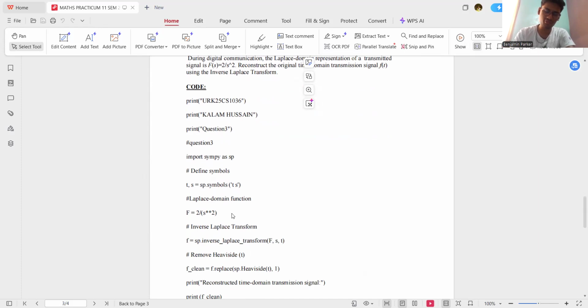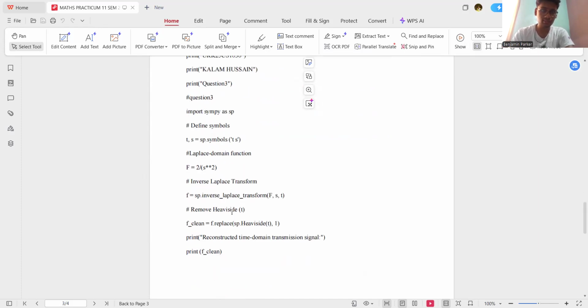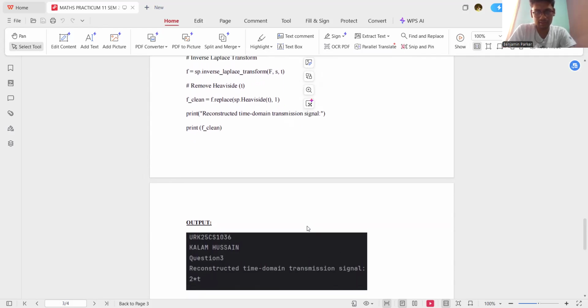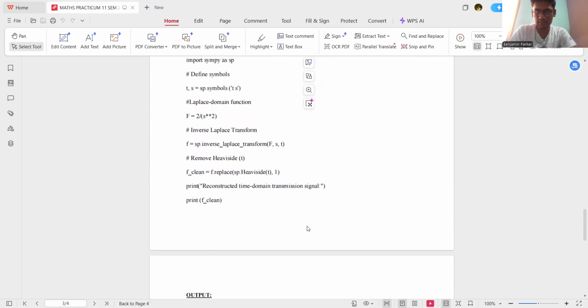Laplace domain function, which is F = 2/s^2, and after that we are applying the inverse Laplace transform, f = sp.inverse_laplace_transform(F, s, t), and after that we are removing the Heaviside: f_clean = f.replace(sp.Heaviside(t), 1). After that we are printing the reconstructed transmission signal, and printing out f_clean, which is 2t. Basically these three are applied using the inverse values, which is similar to the formulas of Laplace domain functions.